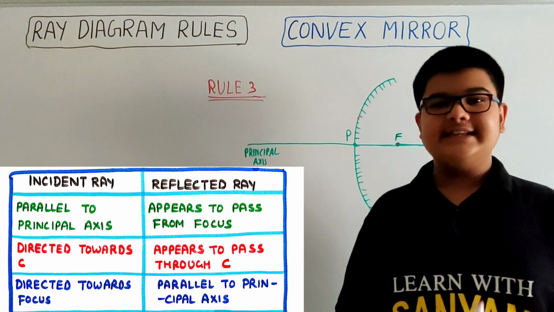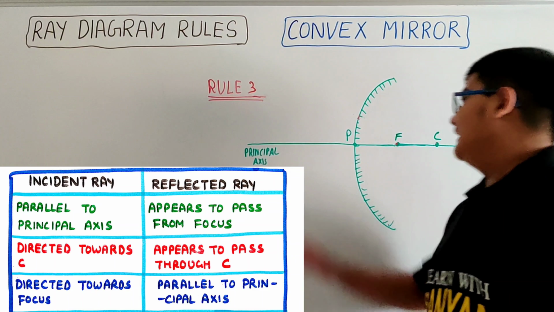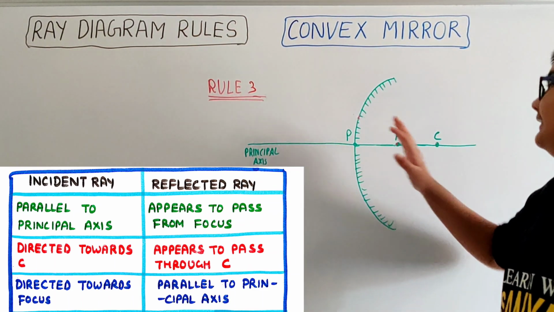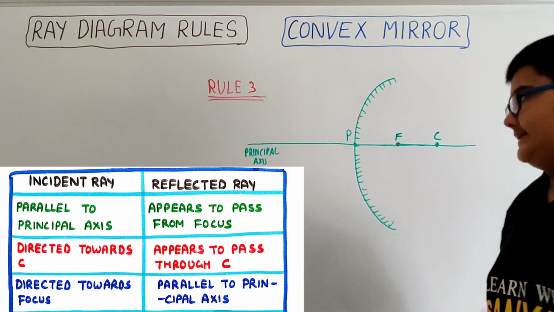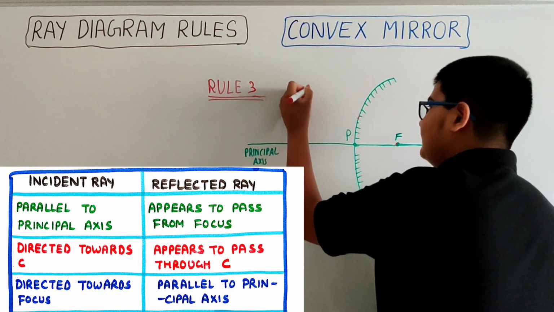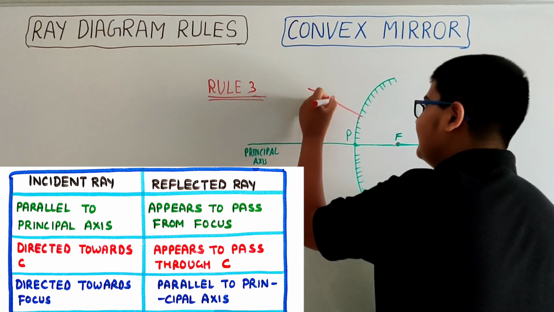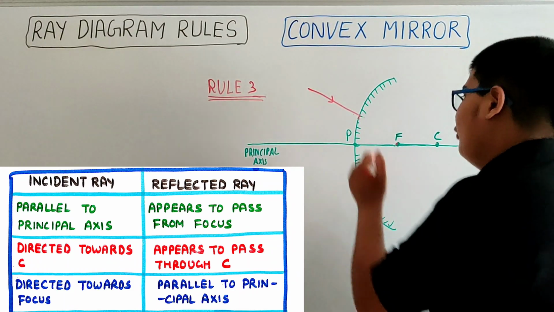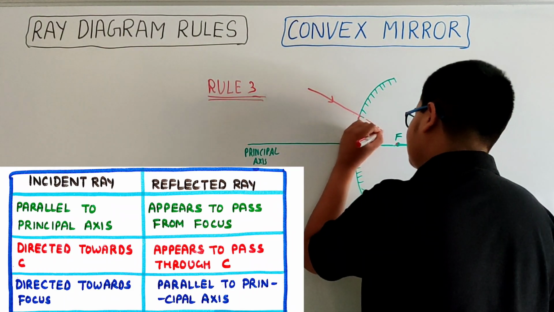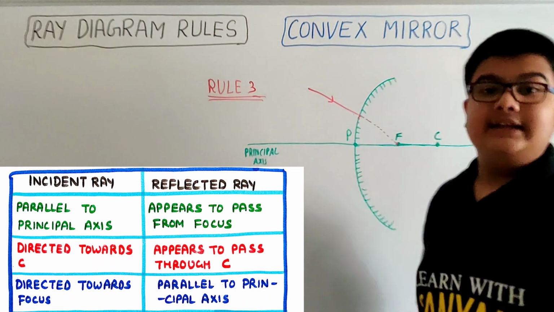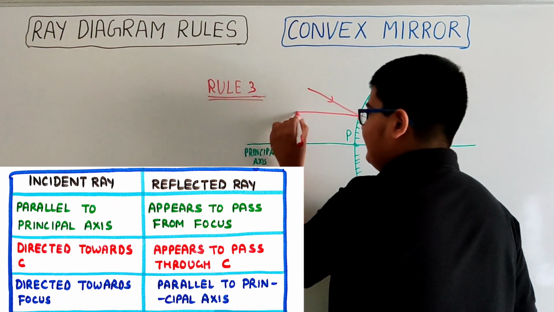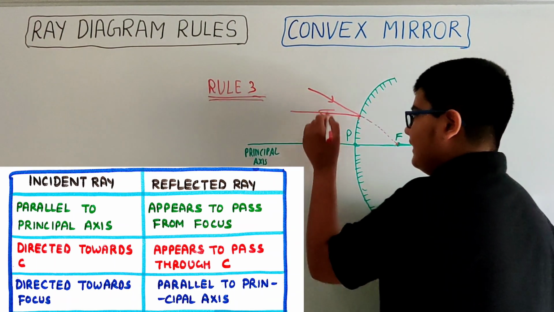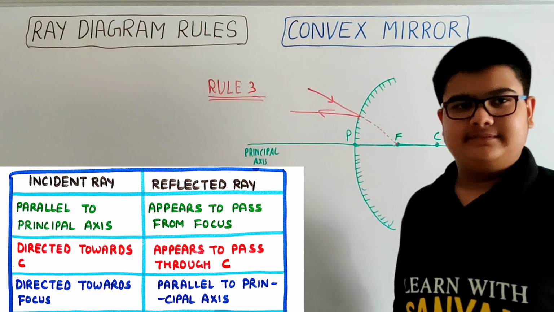Now the third rule says that if the incident ray is directed towards the focus, then the reflected ray is parallel to the principal axis. Here I am making an incident ray which is directed towards the focus. On extending, it will pass through the focus, and the reflected ray is parallel to the principal axis. The reflected ray will be like this. It will be parallel to the principal axis.